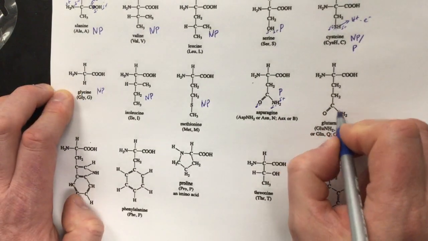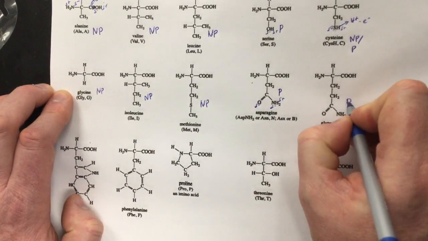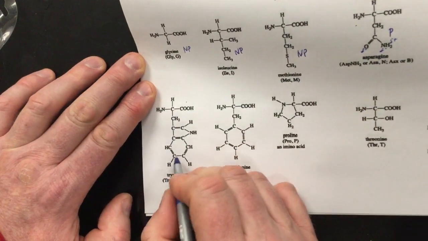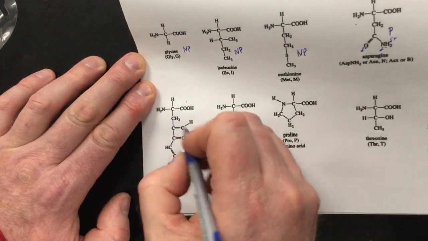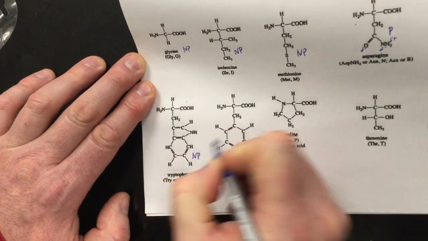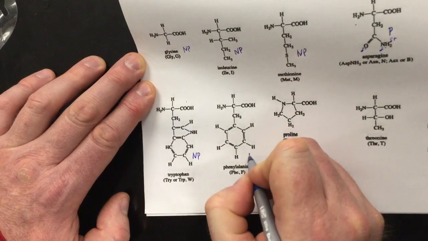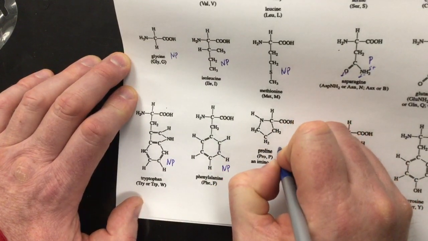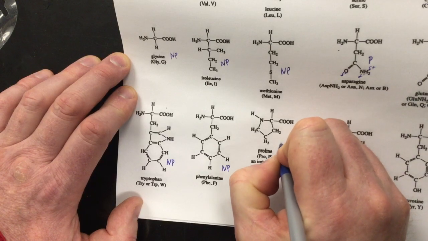Aquí otro polar al fin. Another polar one at the end. Now these are extremely non-polar. Now there is one nitrogen here, that's true, but all of this is carbons and hydrogens in a ring. Non-polar. Carbons and hydrogens, non-polar. Carbons and hydrogens again. Non-polar.